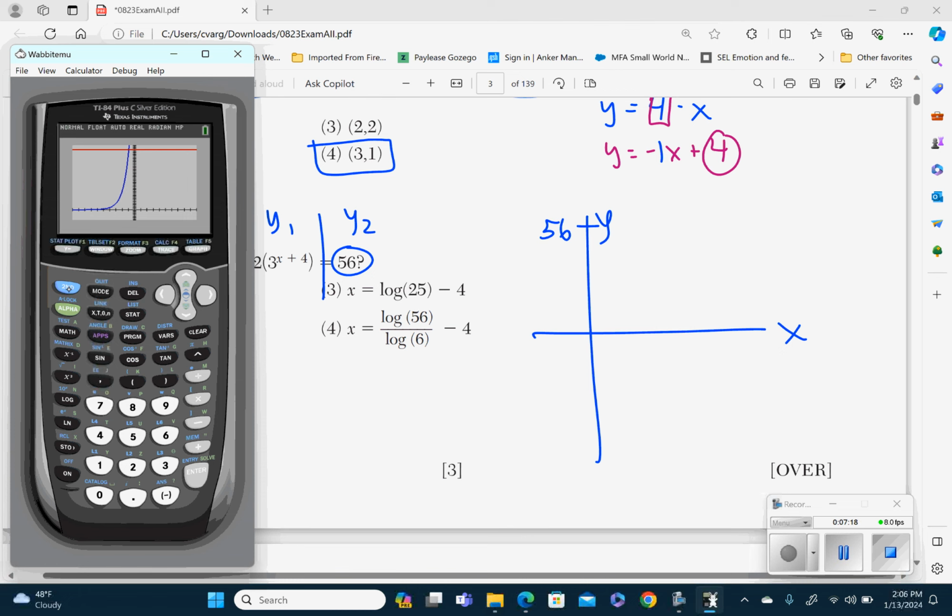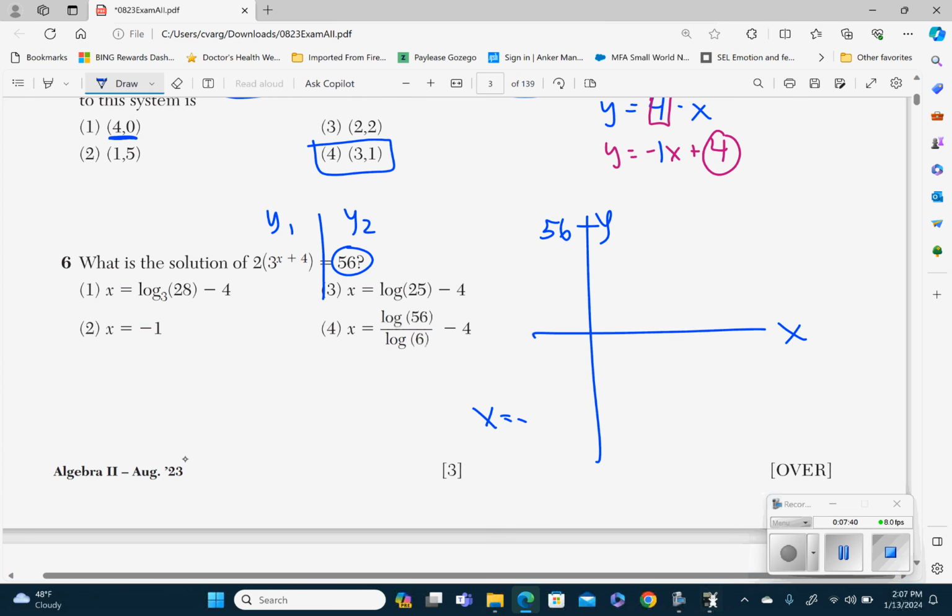So to do that, you hit second trace. Option number 5 is intersection. So you're going to move your calculator till you get to the point of intersection, which I can see is going to be a negative number. Enter, enter, enter. And it gives me negative 0.966. So x equals negative 0.966, and you're looking to see which one matches that. And here's the graph. So it's not exactly -1, so I can cross that out.